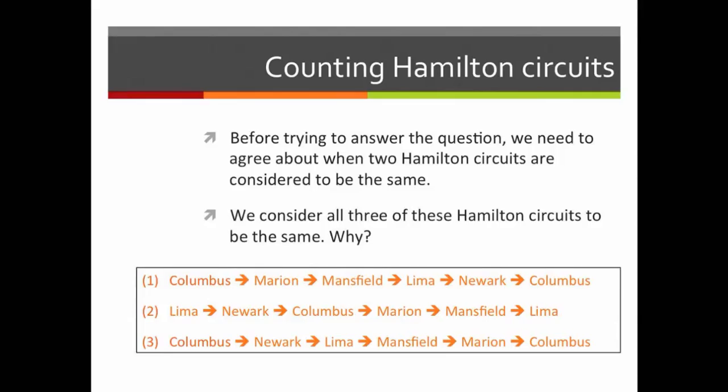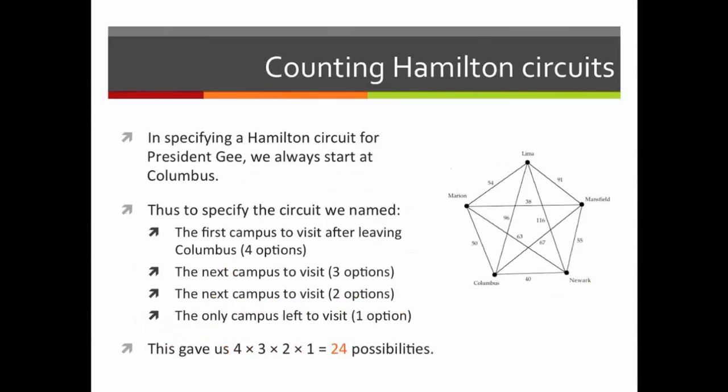So number 3 is number 1 done backwards, but we'll also consider those two to be the same. So anytime we have two Hamilton circuits and they just differ by the choice of starting point, or they differ by the direction in which we go around, forwards versus backwards, we'll consider them to be the same. Okay? So with that understood, we can now figure out how many Hamilton circuits there are in a complete graph. We'll do first of all the example of President Key visiting the Ohio State campuses.